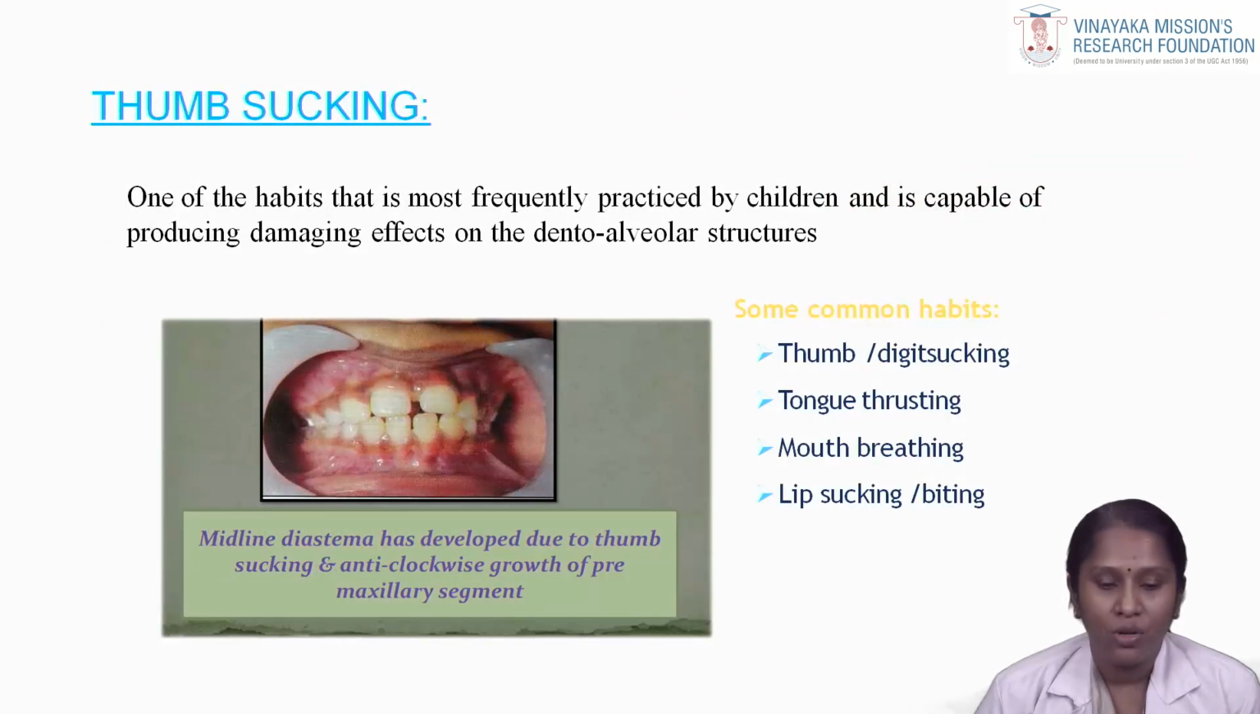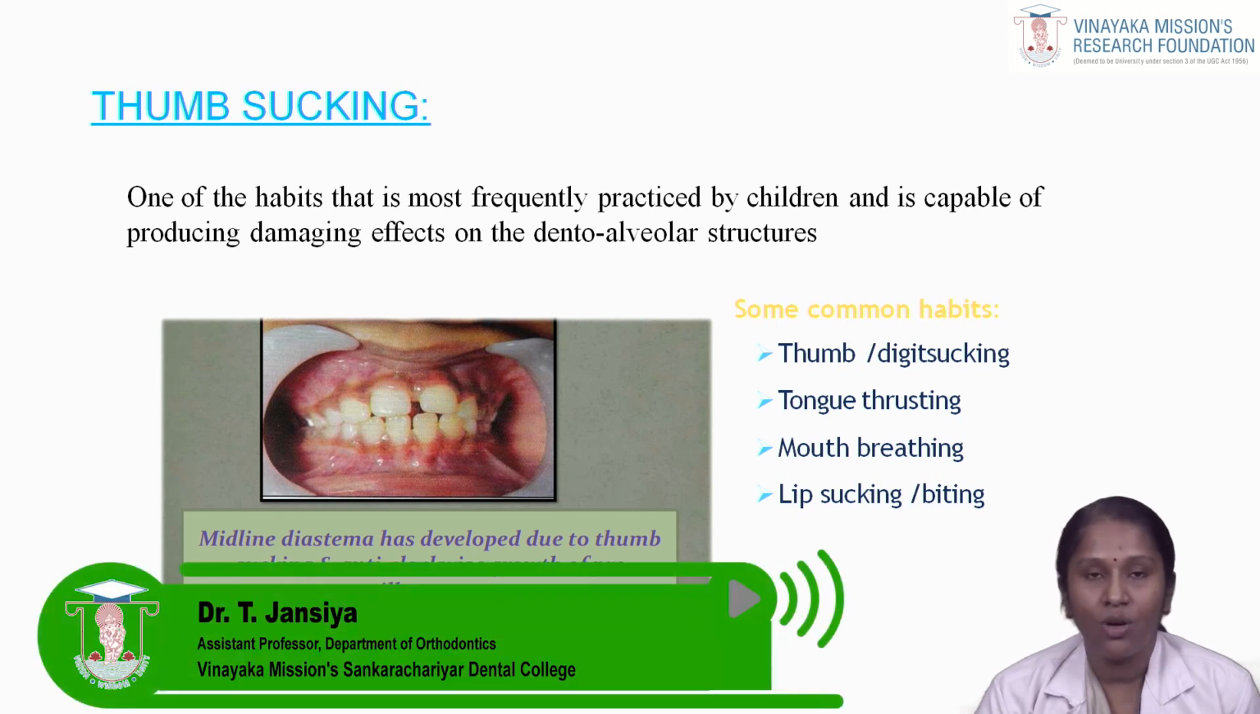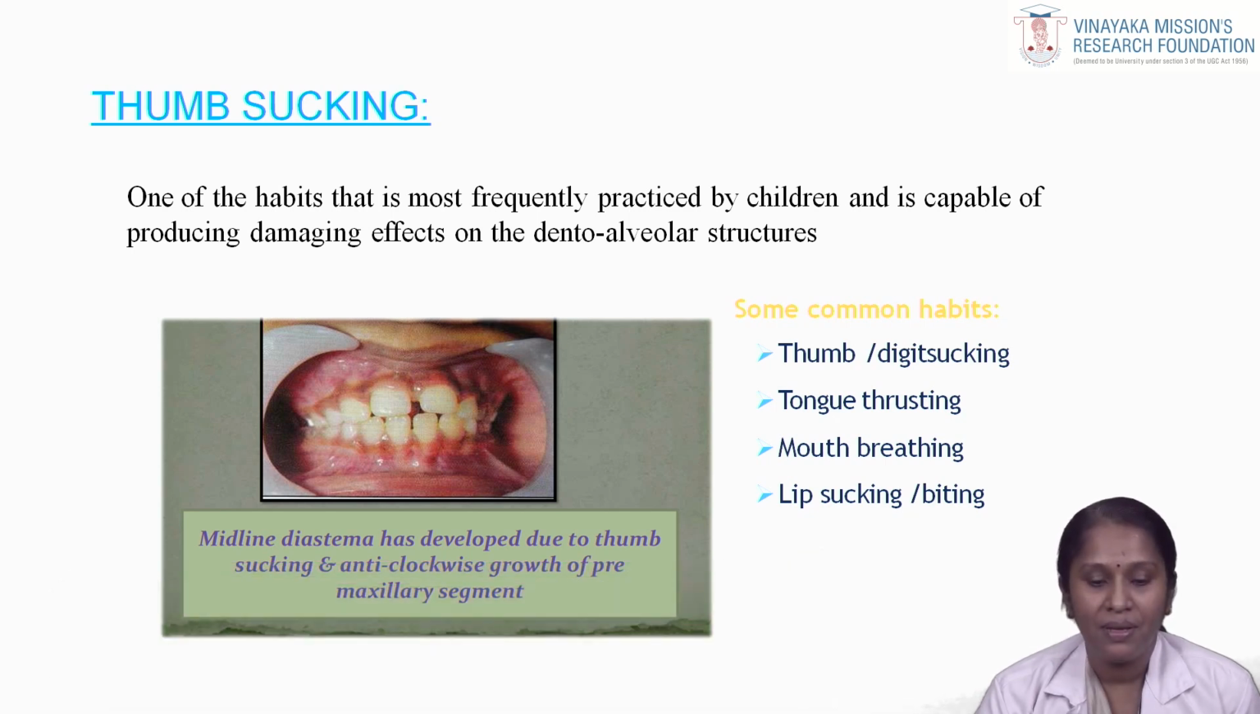There are also some habits most frequently practiced by children that are capable of producing damaging effects on the dentoalveolar structures, mainly thumb sucking, and also tongue thrusting, mouth breathing, and lip sucking or biting, which also create malocclusions. For example, in this picture you can see that a midline diastema has developed due to thumb sucking, and there will be anticlockwise growth of the maxillary segment. So these are the effects when kids have some habits.